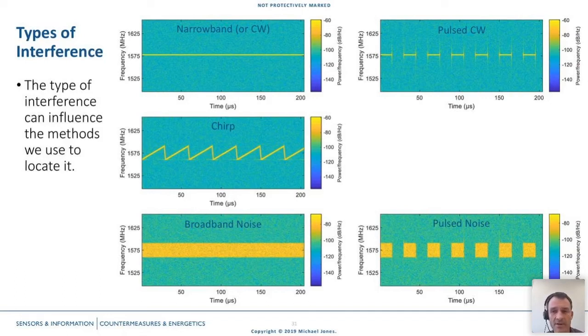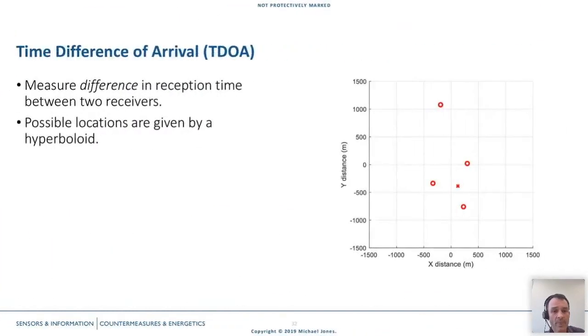The chirp jammer in the middle there is very typical of your personal privacy devices, the mass market jammers that are around. Some of the other ones, the broadband noise and the pulsed versions of those jammers, tend to be a little bit rarer in everyday life. They're more typical of state-sponsored jamming attacks. The reason I'm showing you these again is because the type of jamming can influence the techniques that we use to geolocate it. If you're geolocating a narrowband jammer, you tend to need very different techniques from geolocating a broadband jammer, for instance.